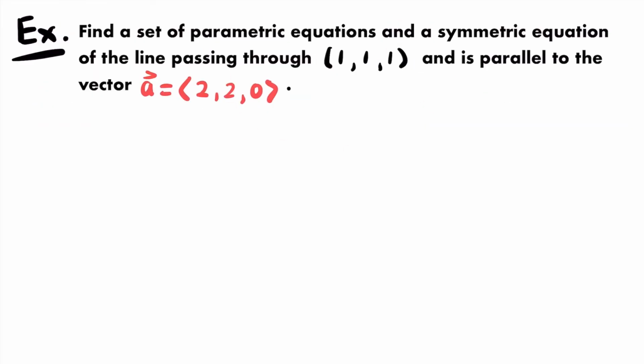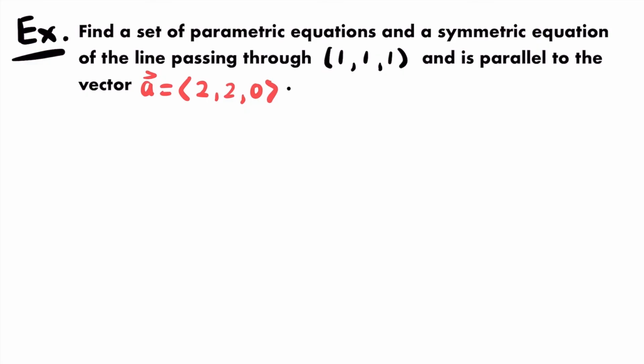Here's our example. We want to find a set of parametric equations and a symmetric equation of the line passing through this point of 1, 1, 1 and is parallel to the vector A, which is the position vector of the point 2, 2, 0.